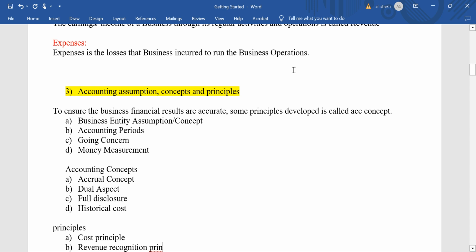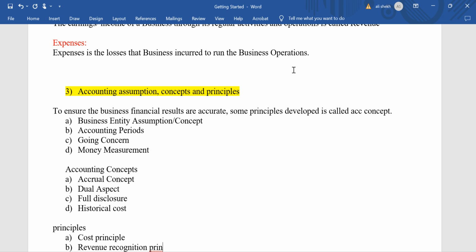Next, what are accounting assumptions, concepts and principles? These are nothing but the rules and regulations that are developed to make sure the accounting is accurate and perfect. Some examples of accounting concepts are business entity concept, accounting period concept, going concern concept, money measurement concept.